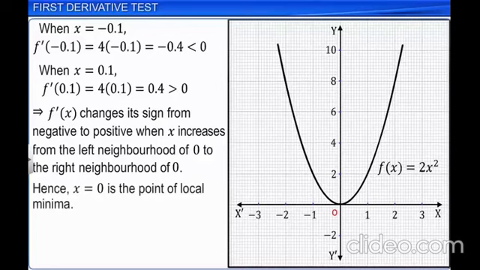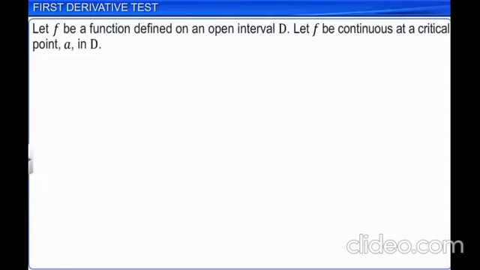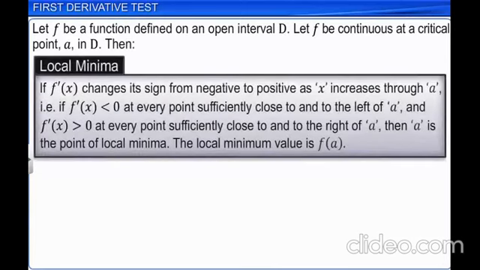This discussion leads us to the mathematical definition of local minima and local maxima. Let f be a function defined on an open interval D. Let f be continuous at a critical point a in D. Then, if the derivative of f changes its sign from negative to positive as x increases through point a, then a is the point of local minima.